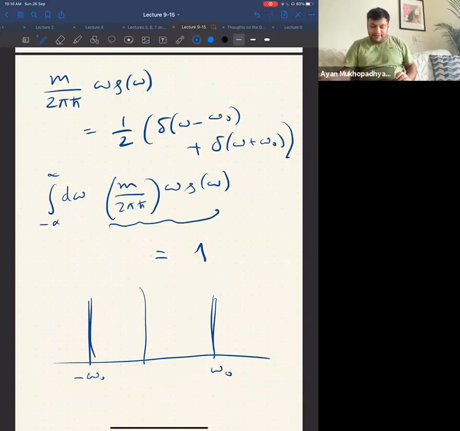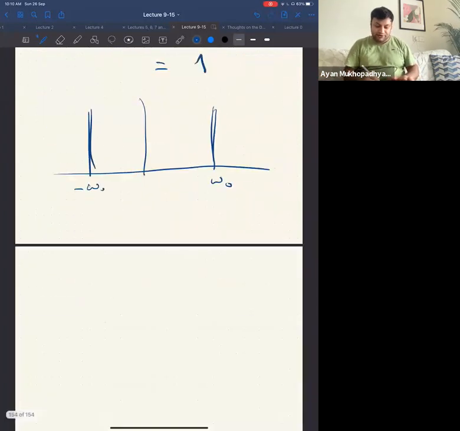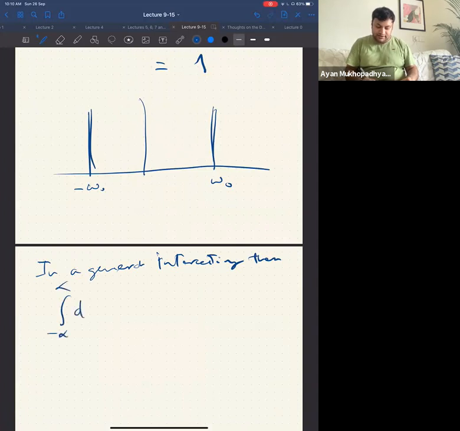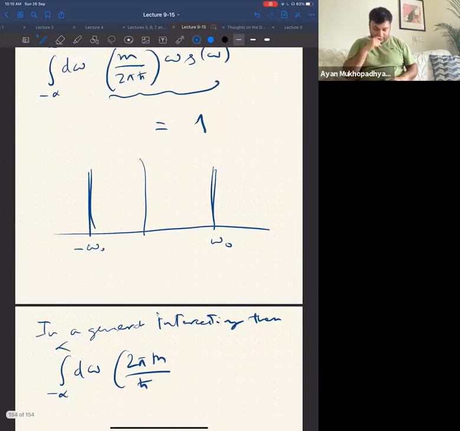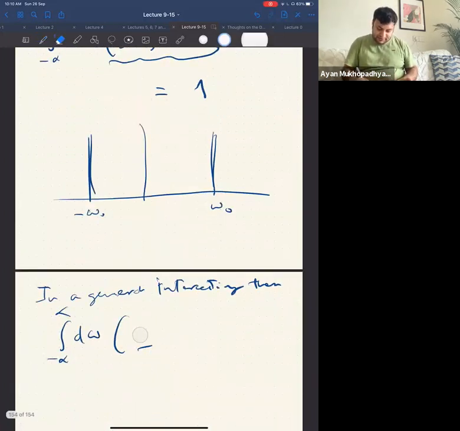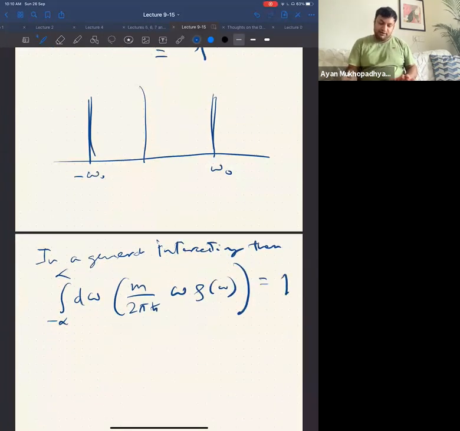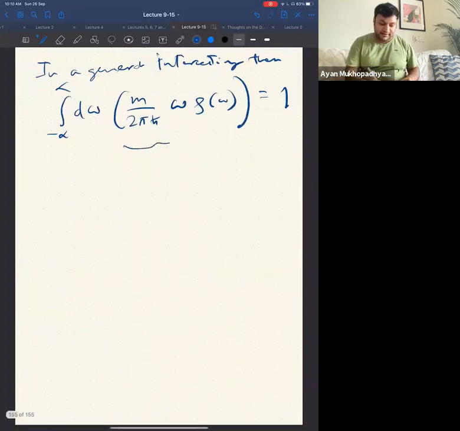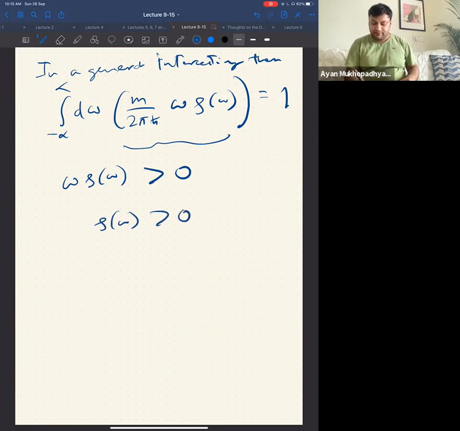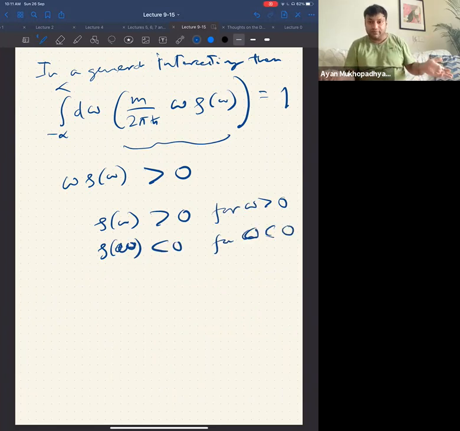Okay. So what is the nice physical interpretation of this? In a general interacting theory, because of the sum rule, the integral from minus infinity to infinity of d omega, m by 2 pi h bar omega rho omega, I also get 1 for any general interacting theory. And the interesting thing is that this object, omega rho omega, is always positive, because rho omega is positive for omega greater than 0, which we showed, and rho omega is negative for omega less than 0. But omega rho omega has to then be positive for all values of omega.